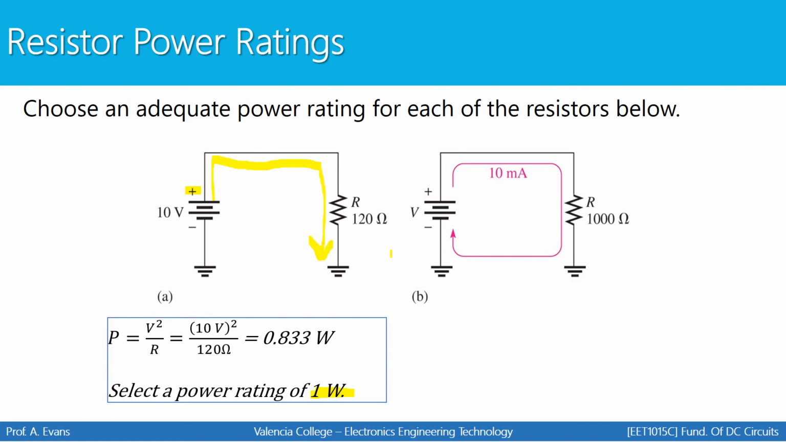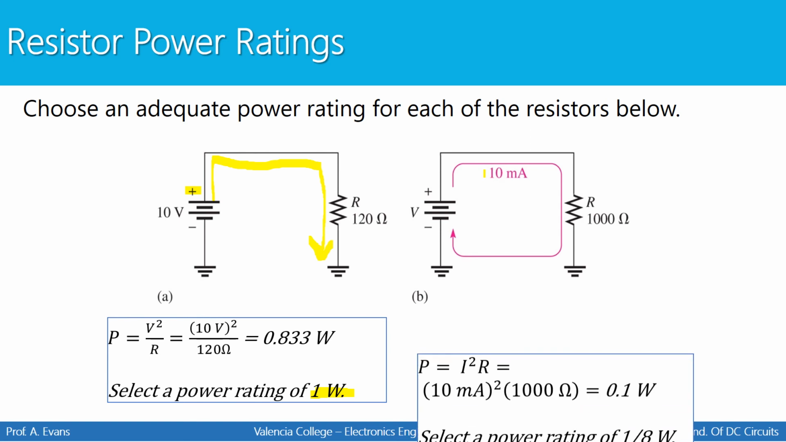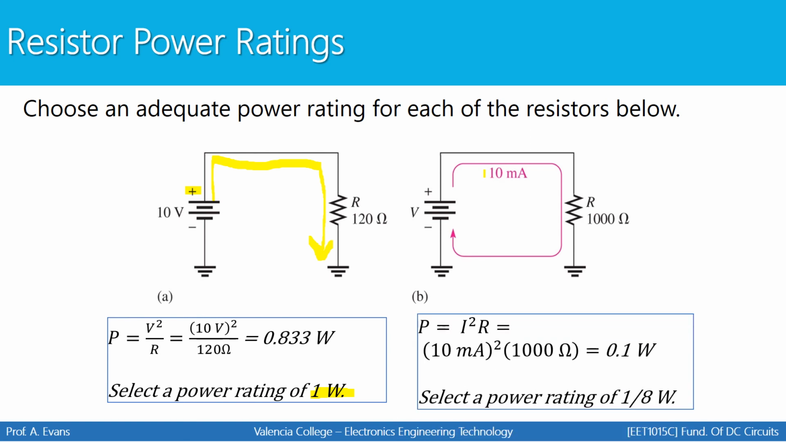Now take a look at circuit B. In this picture, we have a voltage source. We don't know how much voltage is applied, but we have a polarity and we know that current flows this way. We know the value of that current is 10 milliamps, and you have a resistor of 1,000 ohms. For this circuit, we'll use P equals I squared R to figure out the power that is dissipated. Plug in your value of current.